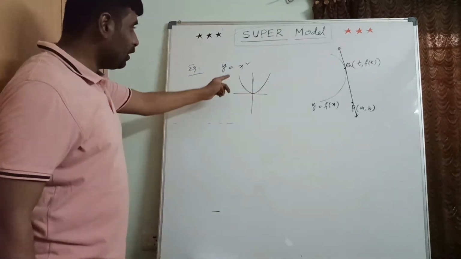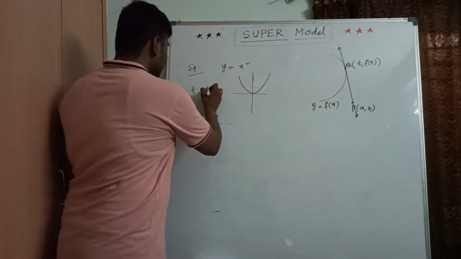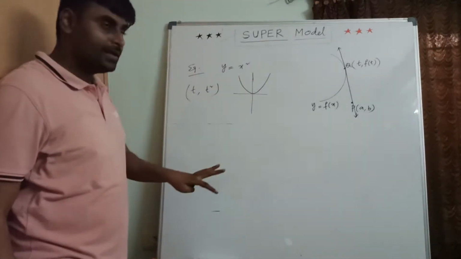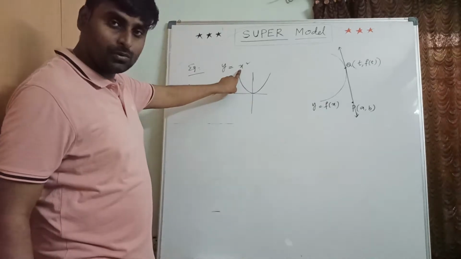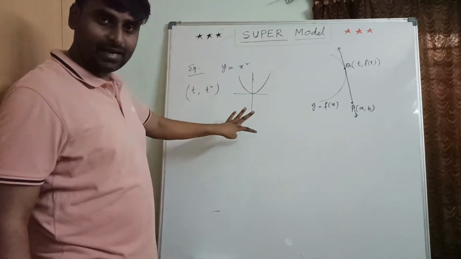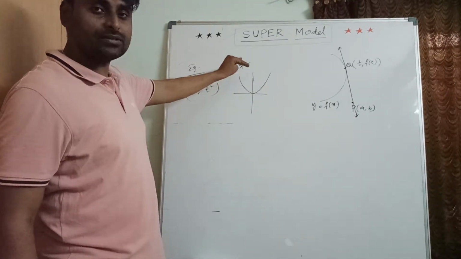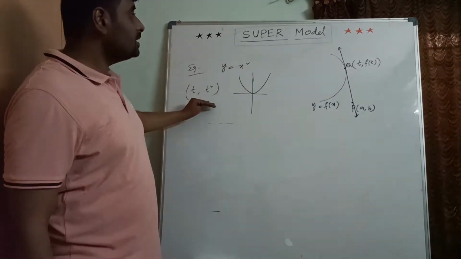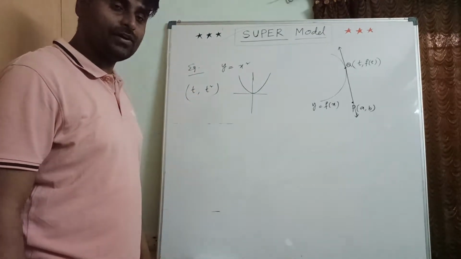Then how can we take a general point on this curve? (t, t square). Correct or not? If you take x as t, y will be t square. If you take x as 1, y is 1. If you take x as 2, y will be 4, 2 square. So (2, 4), (3, 9), (4, 16). Like that we can expect points on this curve y equal to x square. Clear? So like this we have to take a point on the curve, and problems on this model are very important.